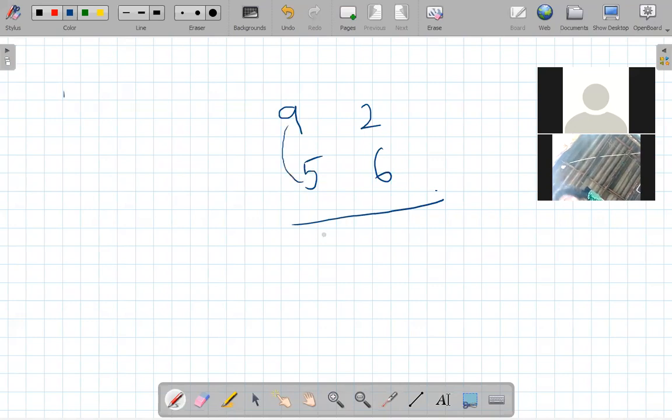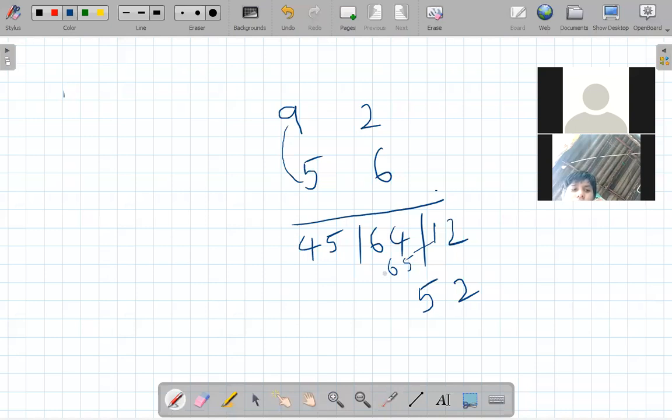9 fives are 45. So 5 twos are 10. 9 sixes are 54. 54 plus 10, 64. 2 sixes are 12. So here we get 2 as the right answer. One we add here, 65. No, it becomes 65. So 5 you write here. Then again this 6 goes here. 45 plus 6 means 51. So 5152 is the answer.